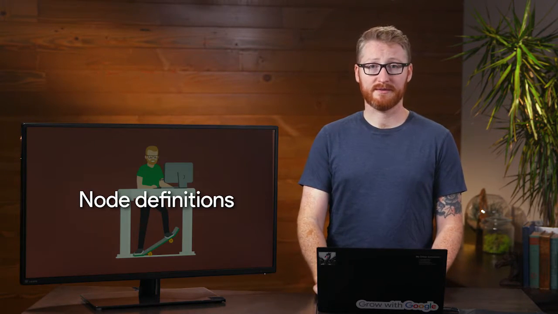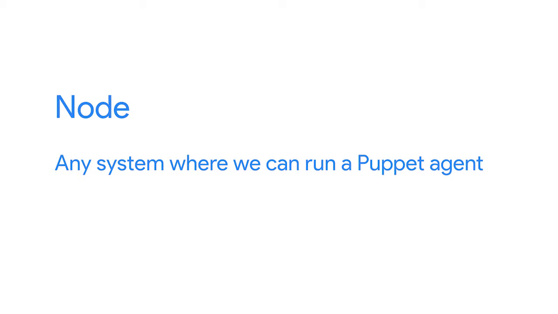In an earlier video, we saw how to conditionally apply some rules using facts from the machines. Another way to apply different rules to different systems is to use separate node definitions. In Puppet terminology, a node is any system where we can run a Puppet agent. It could be a physical workstation, a server, a virtual machine, or even a network router, as long as it has a Puppet agent and can apply the given rules. So, we can set up Puppet to give some basic rules to all the nodes, but then apply some specific rules to the nodes that we want to be different. Let's check out an example of how this could look.